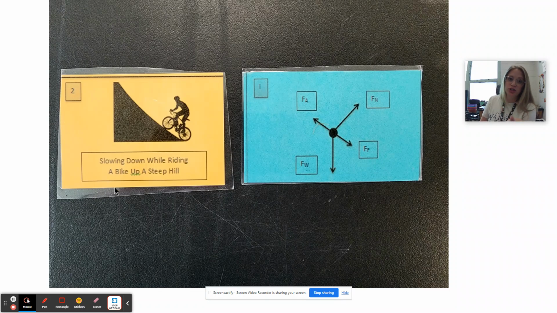Now on your sheet, it says the direction of net force. That just means which direction is the stronger force pulling. So here it says slowing down while riding a bike up a steep hill. So it seems like the stronger force will be going downhill because it's forcing him to slow down. So that's what you would put there. If you need any extra help on net force, let your teacher know and we'll help you out with that.